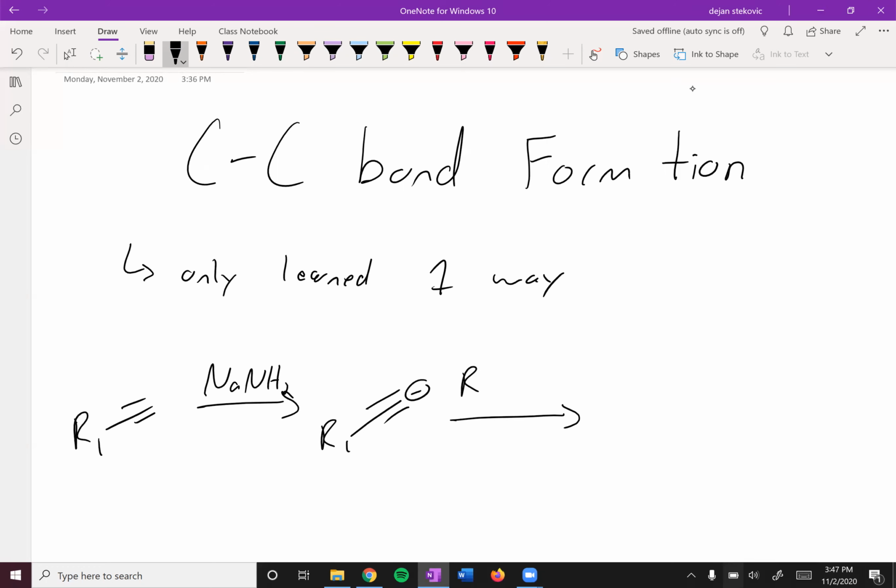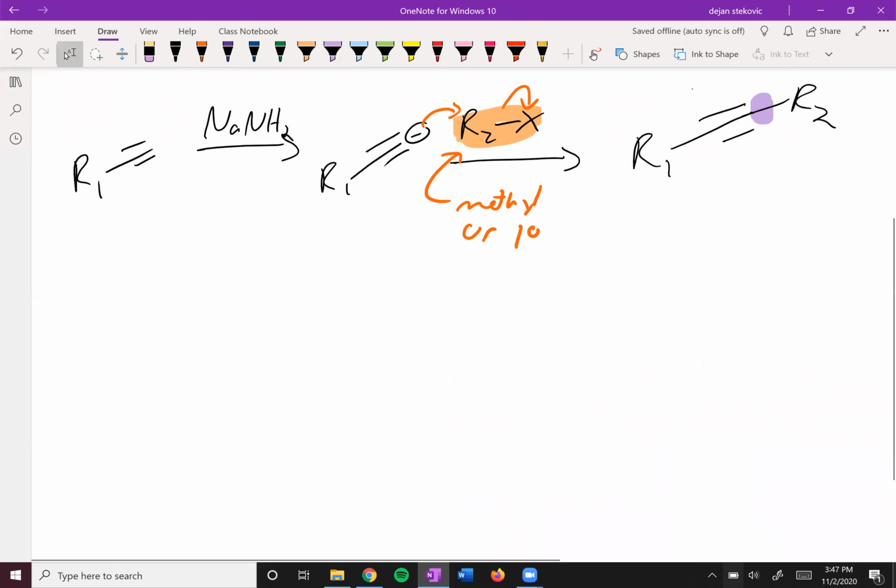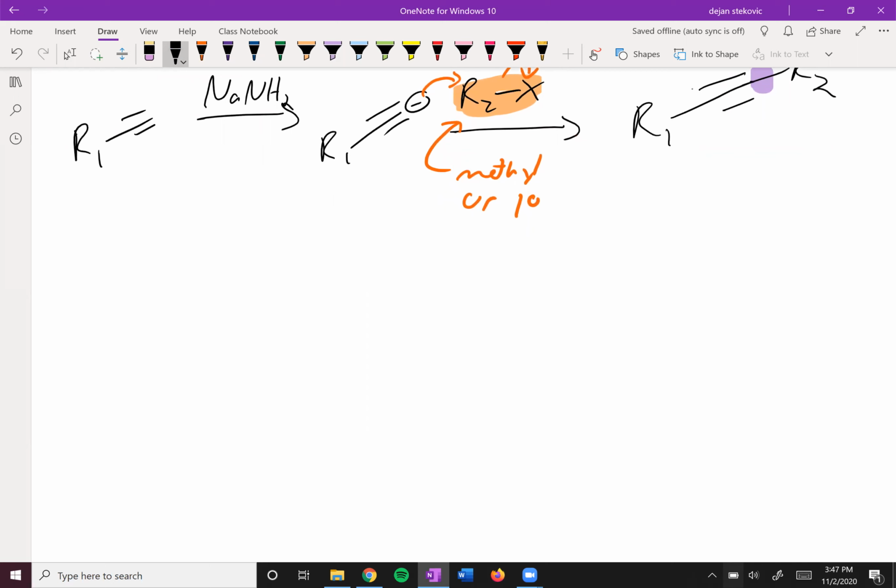And then to this, we can add some of our alkyl halide. Remember that these alkyl halides have to be methyl or primary. And this will undergo an SN2 reaction to form our carbon-carbon bond. Right, so here we form this carbon-carbon bond. And so this will be a really powerful reaction. And naturally, if you see an addition of carbons, you must go through this mechanism in terms of this course.